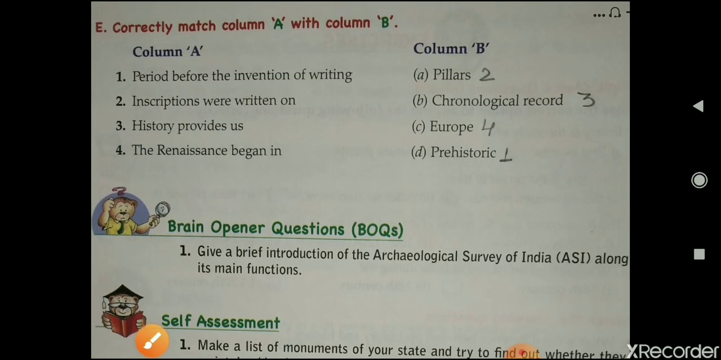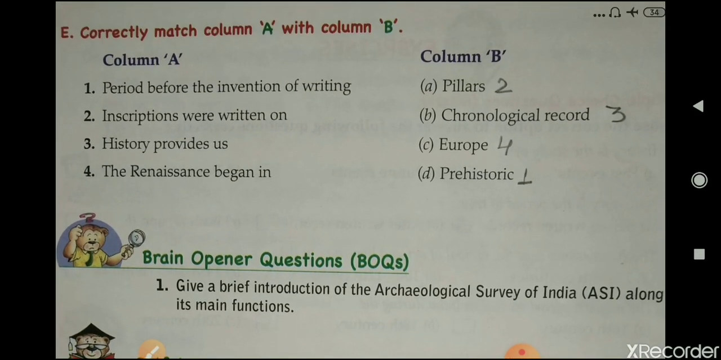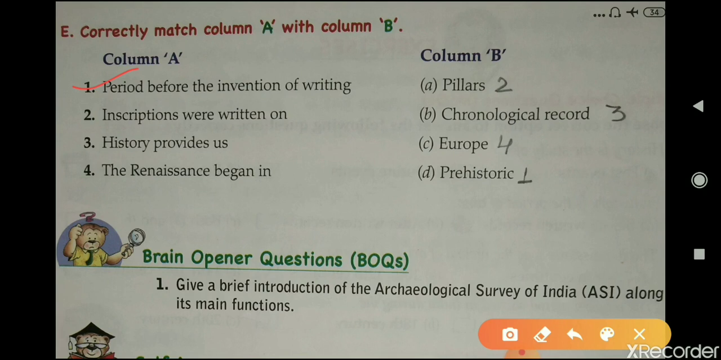First one is the period before the invention of writing, that is prehistory. Inscriptions were written on pillars. History provides a chronological record, and the Renaissance begins in Europe.